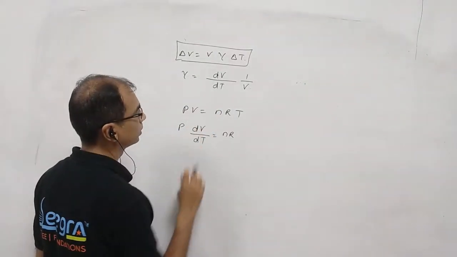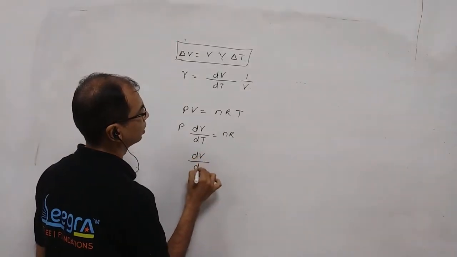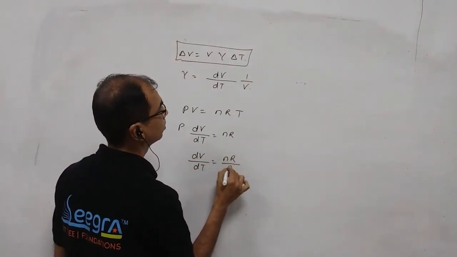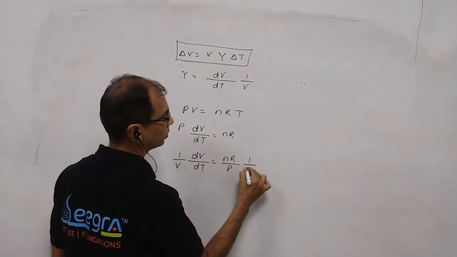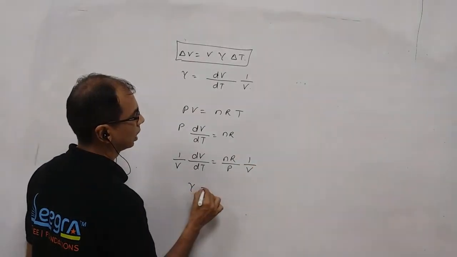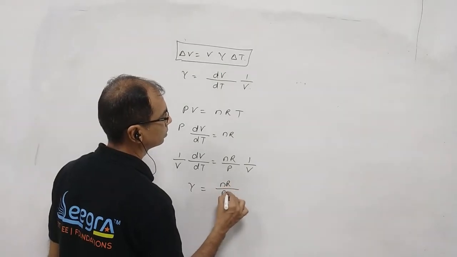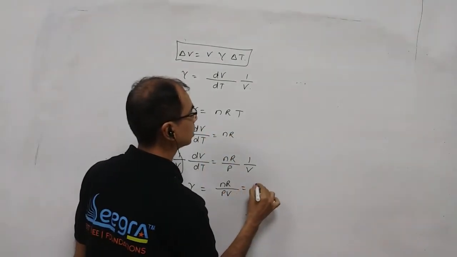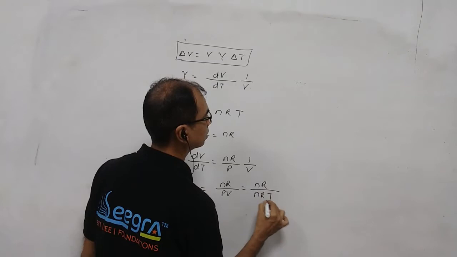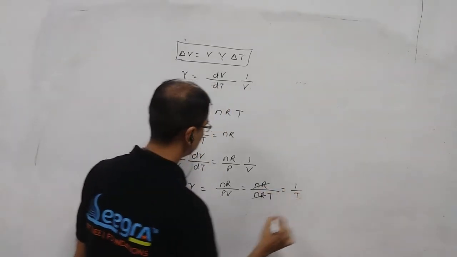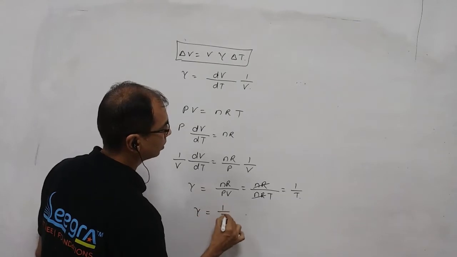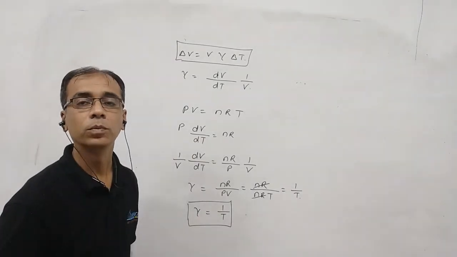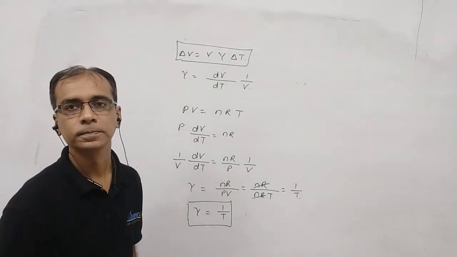What I got here is dV by dT. I also wanted dV by dT. So dV by dT's value that I got is nR by P. But to get to gamma, I have to multiply here with V also. So let's multiply with V. Now this is gamma. So gamma actually is nR by PV. But you see that PV basically is nRT. So that means nR by nRT. This gets cancelled. So it's 1 by T. So gamma at constant pressure is equal to 1 by T, the inverse of the absolute temperature of the gas.